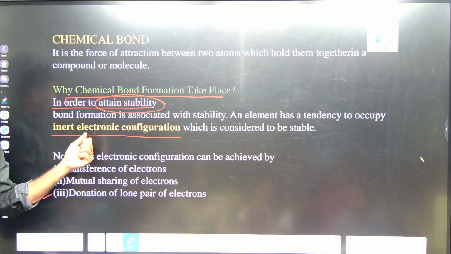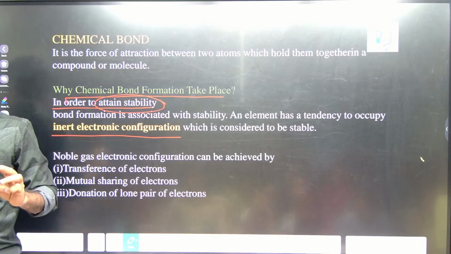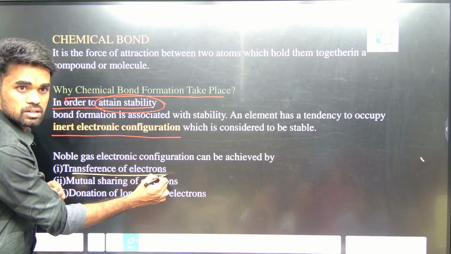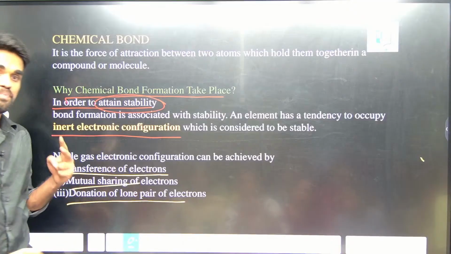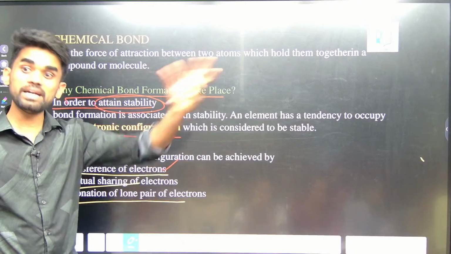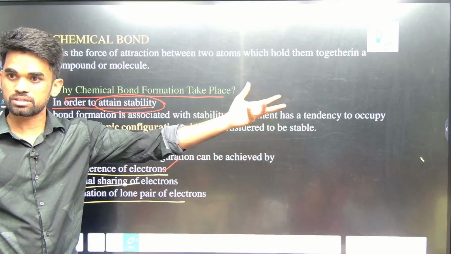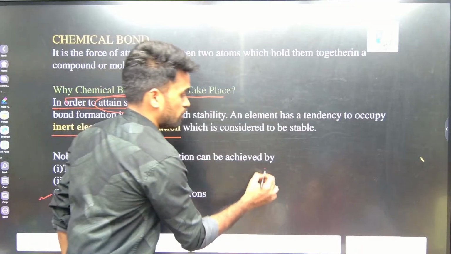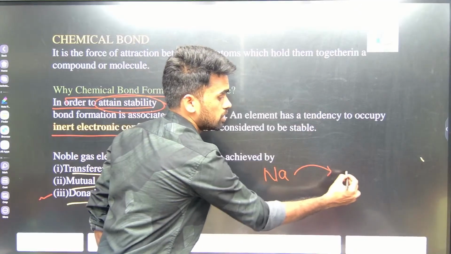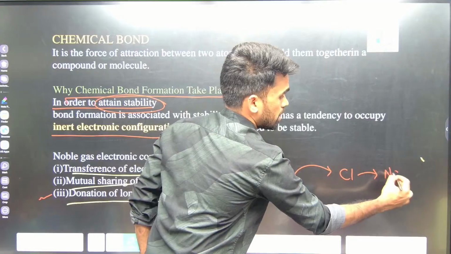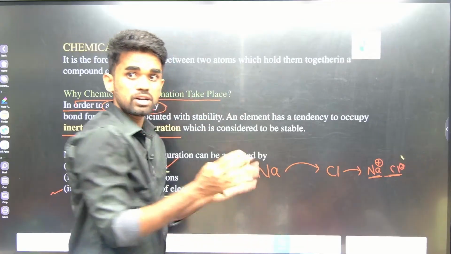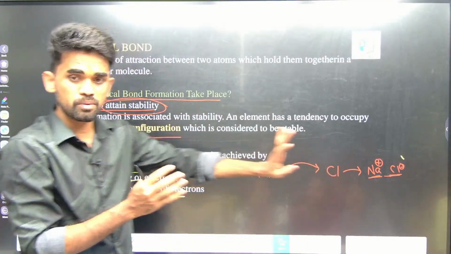This process can take place in three ways, as we discussed: by transfer of electrons, by sharing, or by donation of a pair of electrons. Where do we see transfer of electrons? Complete transfer, meaning you completely give the electrons. That is the ionic bond. Metals generally transfer electrons to non-metals, like sodium transferring an electron to chlorine, becoming sodium ion and chloride ion. Between these positively and negatively charged species, electrostatic attraction results in ionic bond formation.